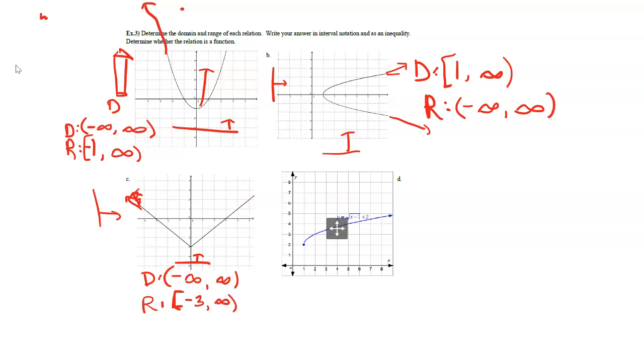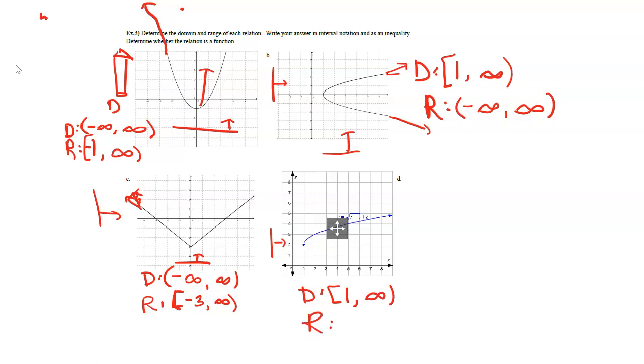Okay, last one, we've got this little X in the middle. Sorry about that. But we'll again look, moving from left to right. The first X value we hit will be at 1. And it's including 1. And then we can see with that arrow, it's going on forever, so it'll go to infinity.